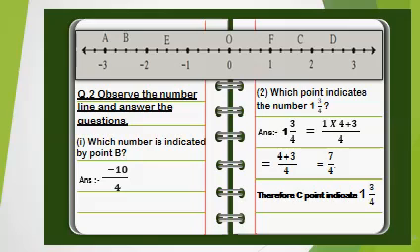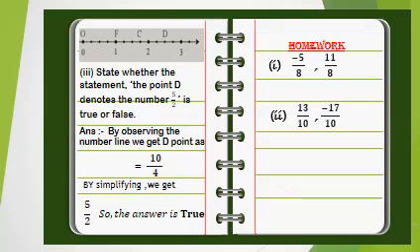Okay students. We will see our last question. Our last question is, state whether the statement 'the point D denotes the number 5/2' is true or false. Here the question says that point D is located at 5/2. We have to only answer whether it is true or false.